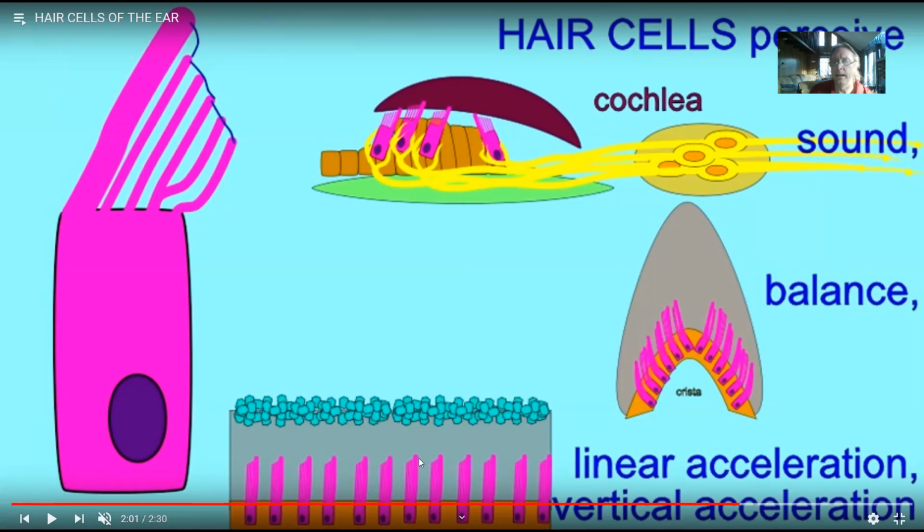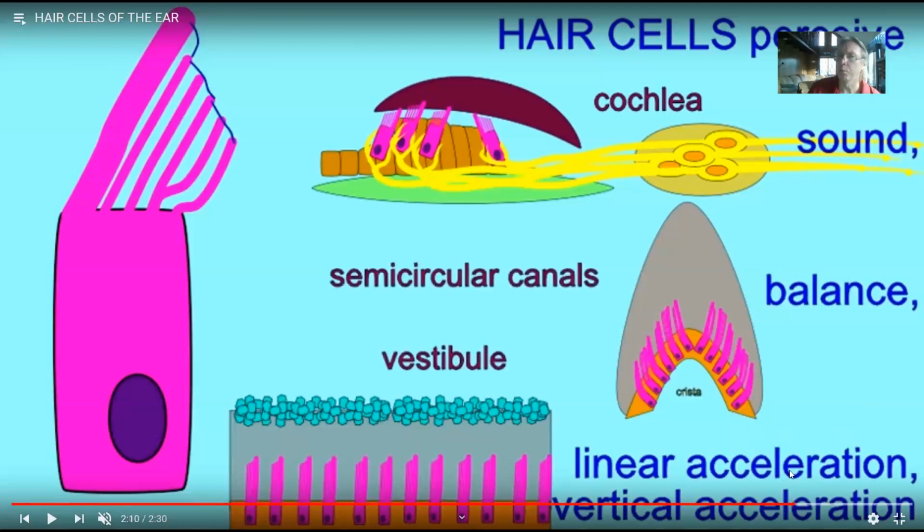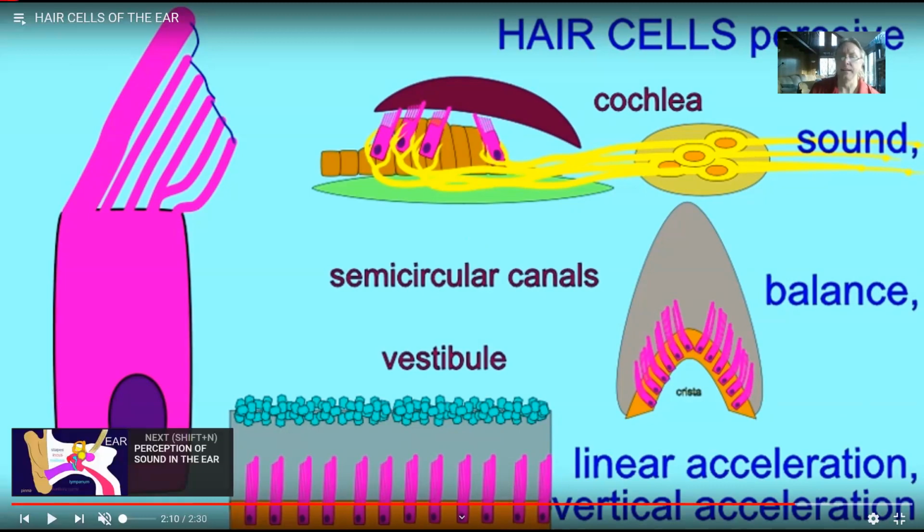And then in the area connecting them, the vestibule, when the hair cells move, we get a sense of acceleration, that the car is accelerating or I'm going up in the elevator. So there are three senses perceived in the ear: sound, balance, and acceleration. And by acceleration, I mean both linear and vertical. And all of these are perceived by these hair cells.